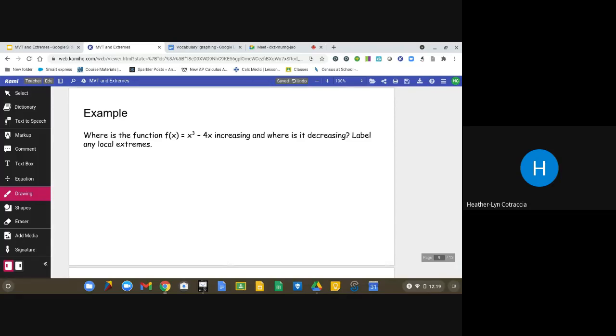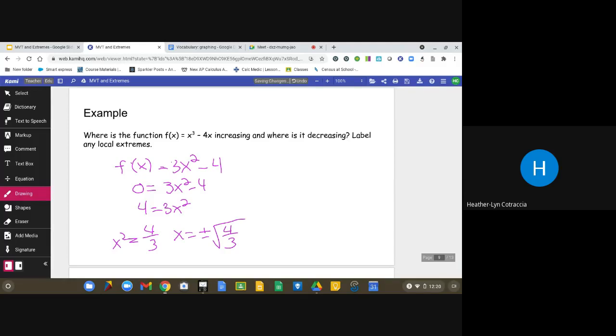Okay, so the first thing we need to do is find our derivative. So your derivative is 3x squared minus 4, which I'll set equal to 0. That does not factor nicely, so I'm going to just add the 4 over. So we would get 4/3 is equal to x squared. Therefore, x will equal plus or minus the square root of 4/3.